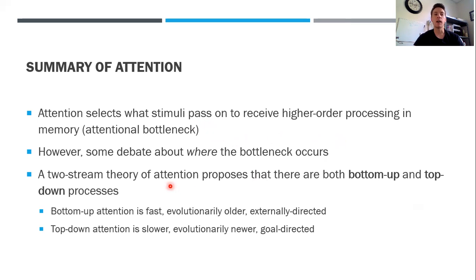And finally, we talked about a two-stream theory of attention, which proposes that there's both a bottom-up and a top-down attentional process. Now, your bottom-up process is your faster, evolutionarily older, and more externally directed system, that is, driven by a stimulus in your environment. And your top-down attentional system is slower because it's recruiting higher order cognitive systems like those that are involved in the prefrontal cortex. So it's also an evolutionarily newer system, and its object is to attain some goal-directed outcome.